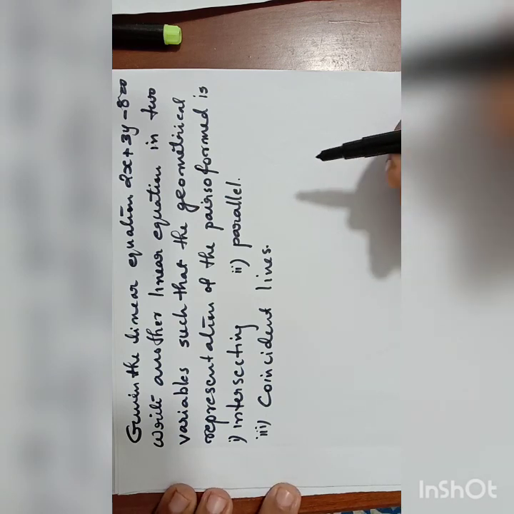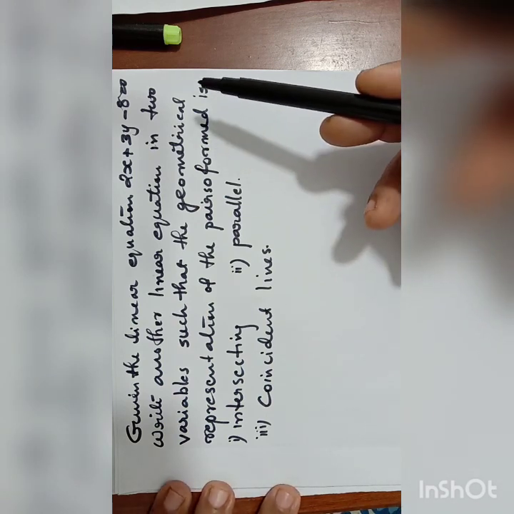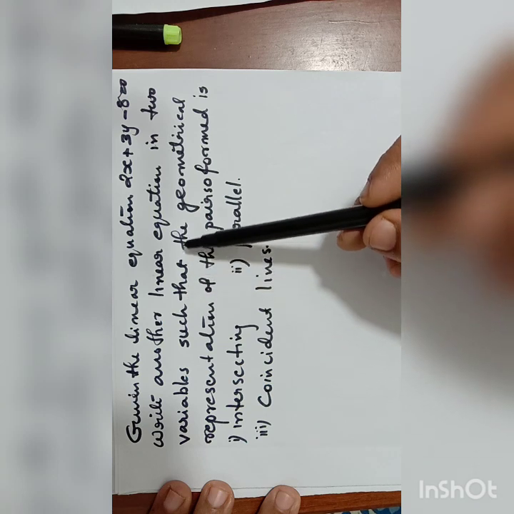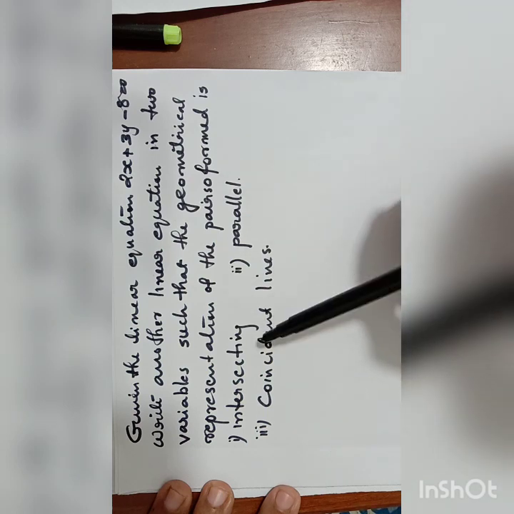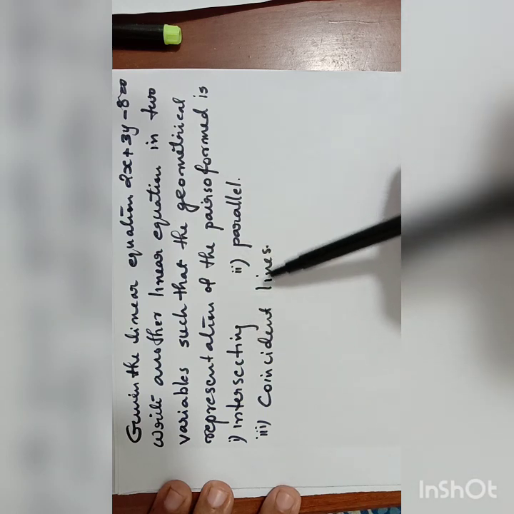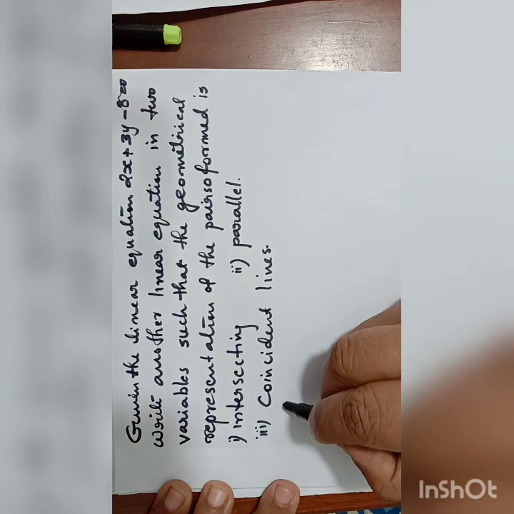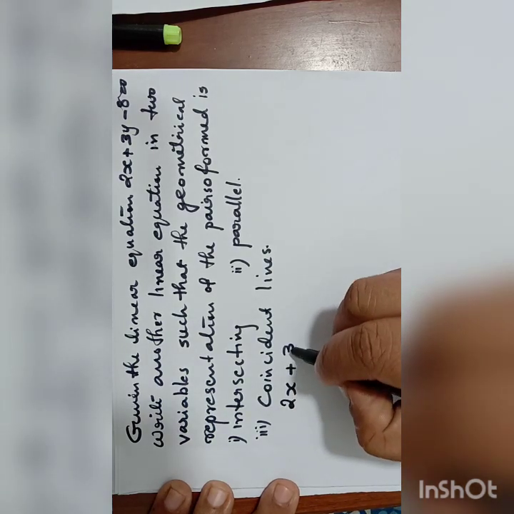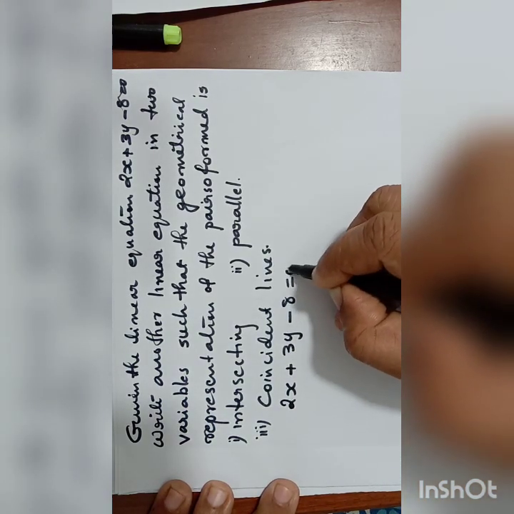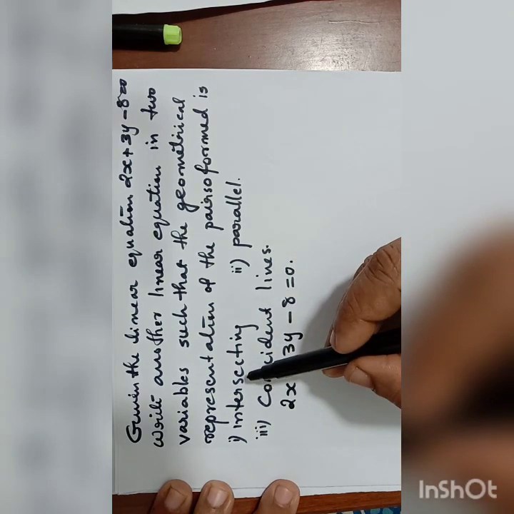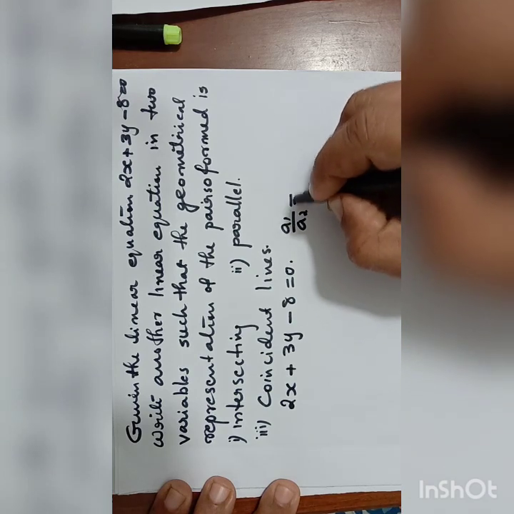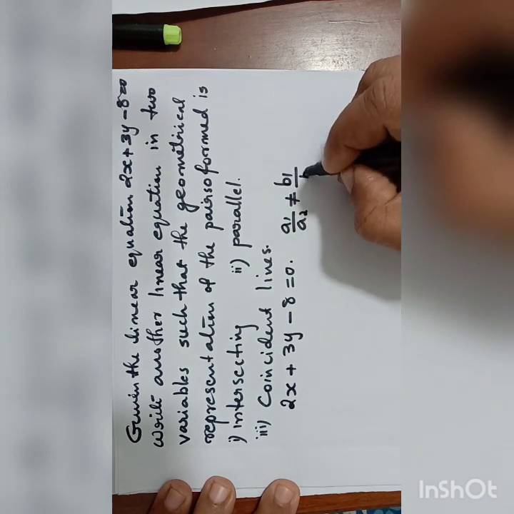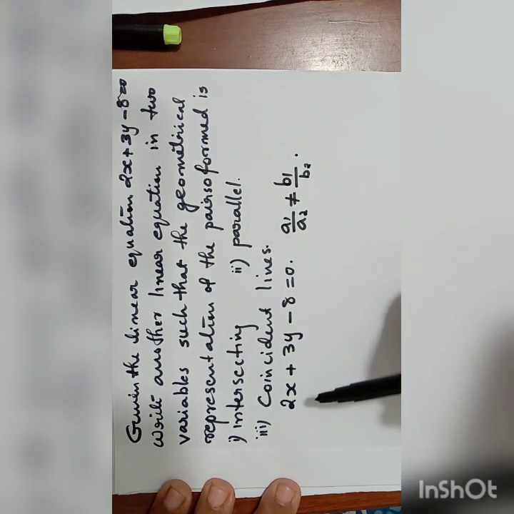Given the linear equation 2x plus 3y minus 8 equal to 0, we have to write another linear equation in two variables such that the geometrical representation of the pair formed is an intersecting line, parallel line, or coincident line. So here we have the equation 2x plus 3y minus 8 equal to 0. For intersecting lines, we know that we need a1 by a2 not equal to b1 by b2. So we have to change.